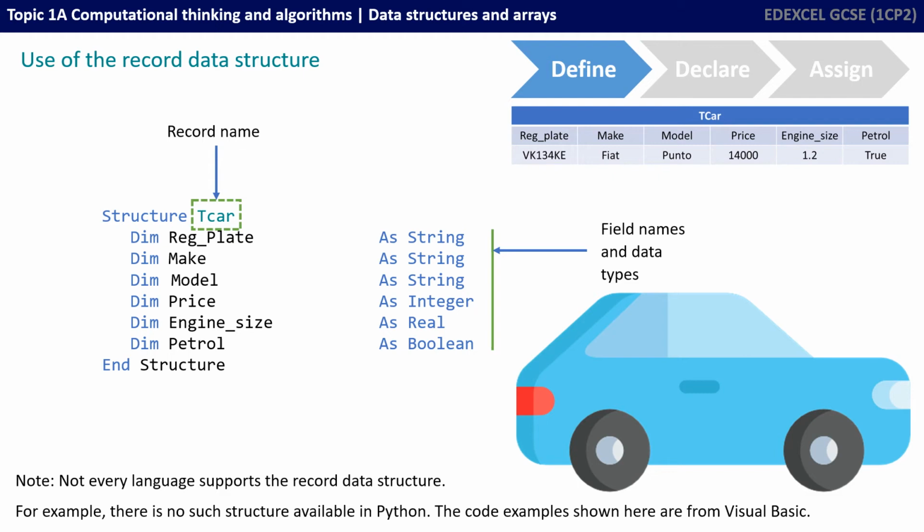Now note, because Python doesn't support the record structure, the example code we're showing you here is from Visual Basic. Don't get too worried about the actual code, we're just getting you to understand the record data structure that's available in many languages. So you can see we've declared the record structure and given it a name, tcar, and then we've simply listed all the variables that this record structure will contain. We've listed the name of those variables and we've stated the data types for those variables. And then we've written end structure to tell the program that's the end of our record definition.